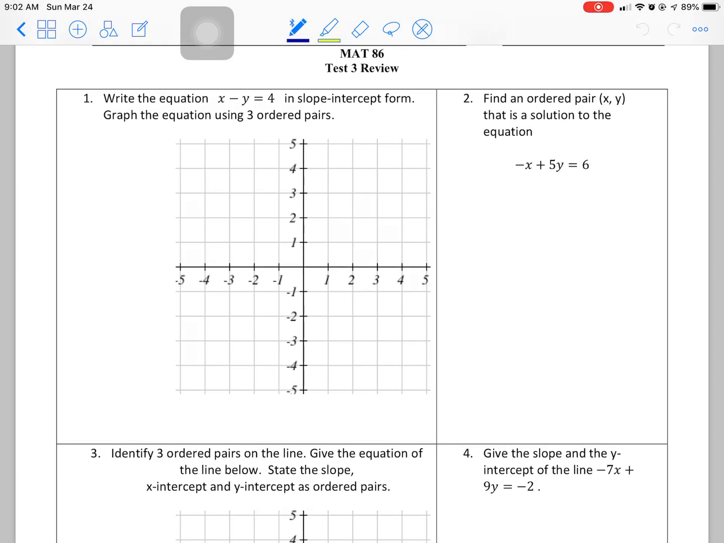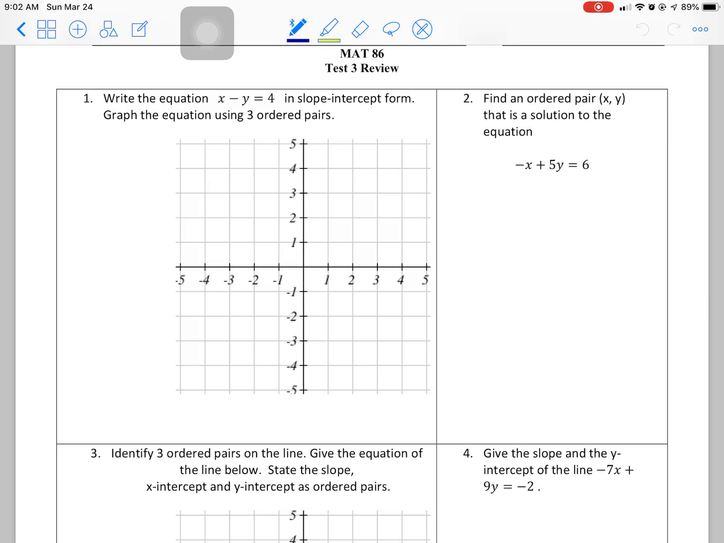This review is not in any particular order like the test is, so it's good practice for the test. If you can do this review, you can do the test. I would work on it by yourself first and do all the ones you know how to do. Then go check your answers, kind of grade it. If this was the test, how would you do? And you know what you need to study next, okay?